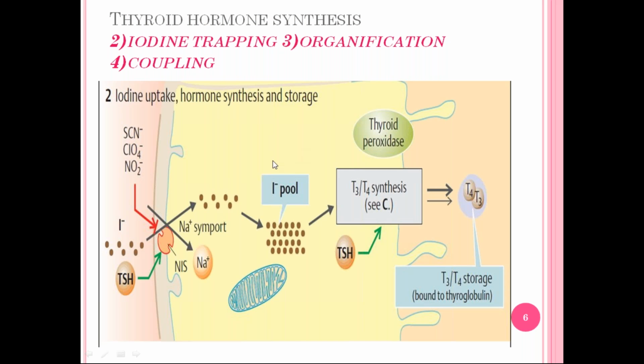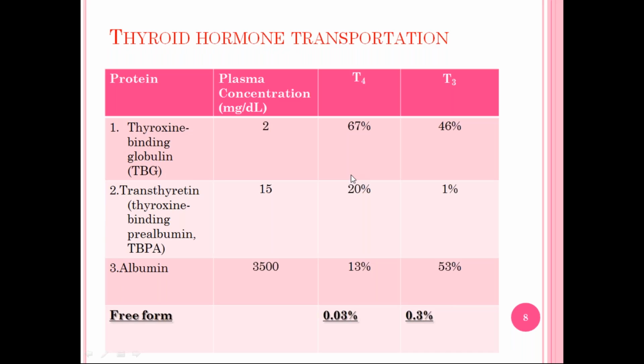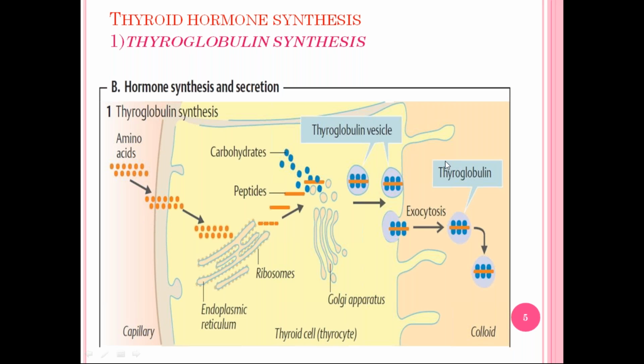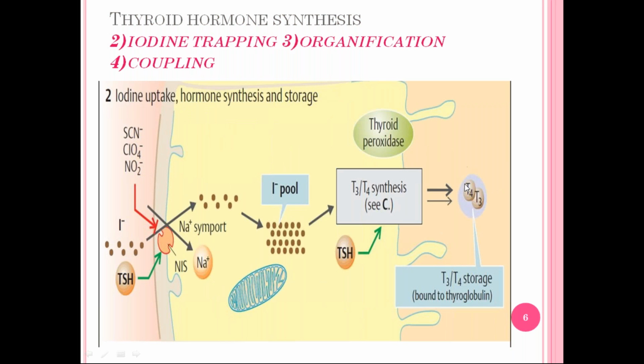So thyroid peroxidase helps in the conversion of iodide to iodine, that is one thing. The second thing that thyroid peroxidase does is this: iodine is there in the lumen, and the thyroglobulin protein has many tyrosine residues. This iodine, I2 molecule, gets attached to the tyrosine residue with the help of thyroid peroxidase. So this iodine goes and attaches to the tyrosine residue.